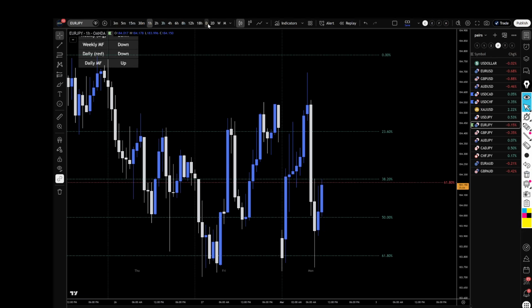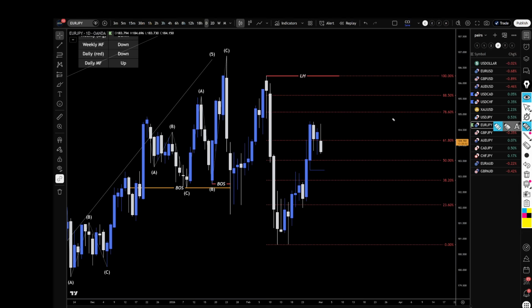Moving on to the euro yen. Now, the euro yen never did bounce from a fib level on the higher time frames. Yes, it is starting to move down, but it never bounced from a significant fib level, which really, really makes me think that it's actually still going to keep on going up and at least grab that 78%, and it could even go much, much higher than that.